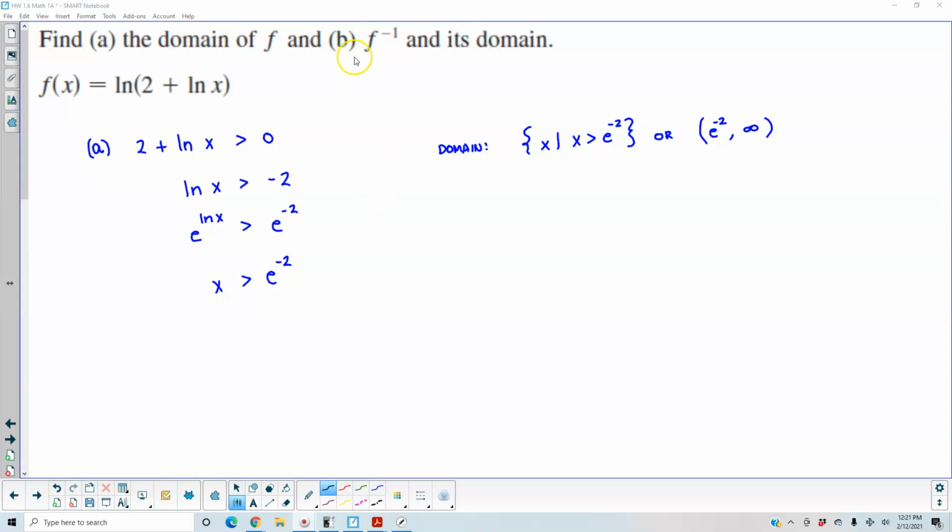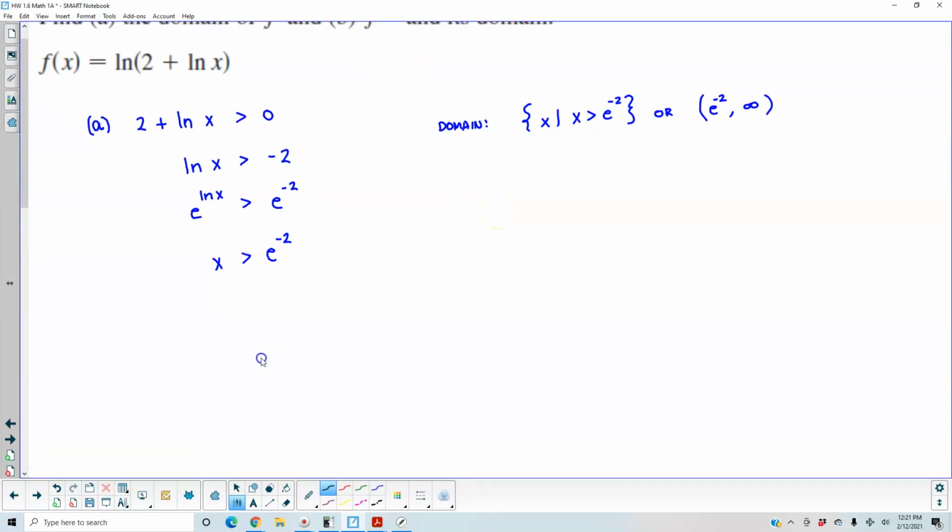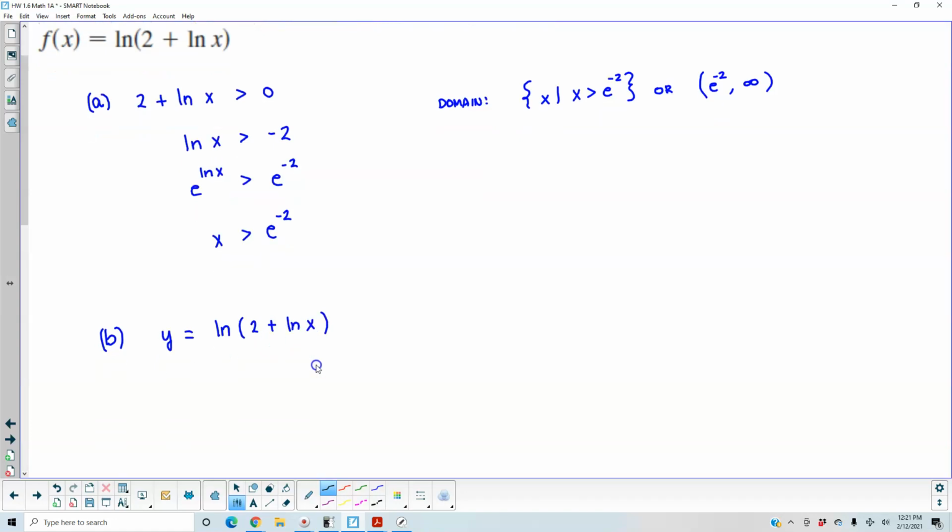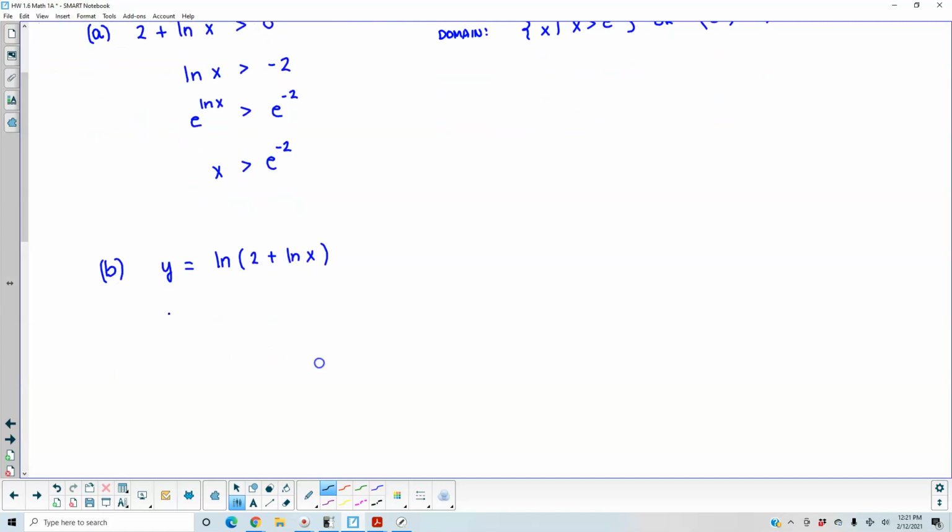And so for part B, we want to find f inverse and its domain. So the first thing we want to do is find the inverse. So we're going to replace f of x with y. So y is going to equal the natural log of 2 plus the natural log of x. Then we're going to interchange x and y. So x is going to equal the natural log of 2 plus the natural log of y.